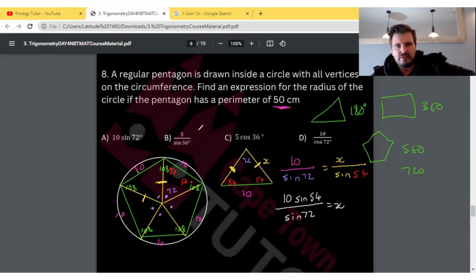Now, it would be really wonderful if one of those options was here, but it's not. So we have to do some tricks. So sine 54 is, 54 divided by 2 is 27, and 30, this is 36. So 72. And we're actually looking for 36. I think we want to work with 72.